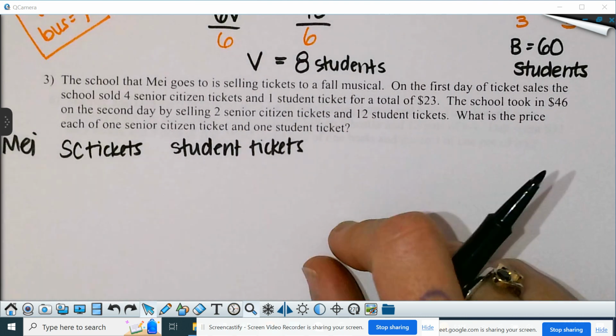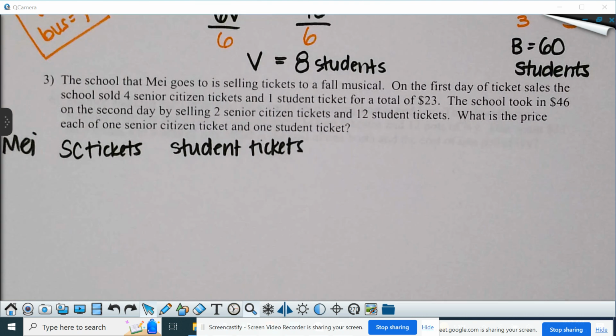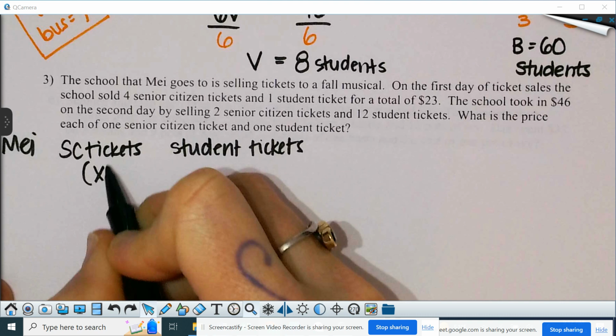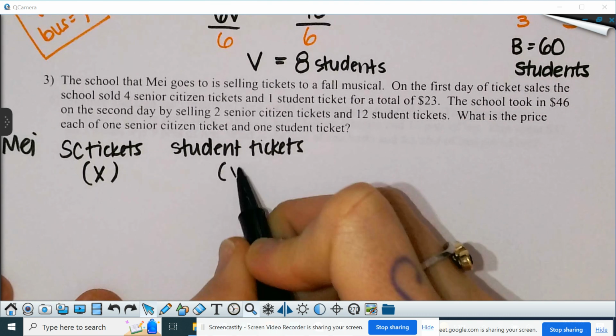Again, all of these questions are asking you for both of your quote-unquote X and Y. Most of your EOC style questions will not ask for both. They will ask for one or the other. And typically, I would say they're probably going to ask for the one that's a little harder to solve for. So I'm going to call senior citizen tickets my X value, and I'm going to call student tickets my Y value. What are my two totals?